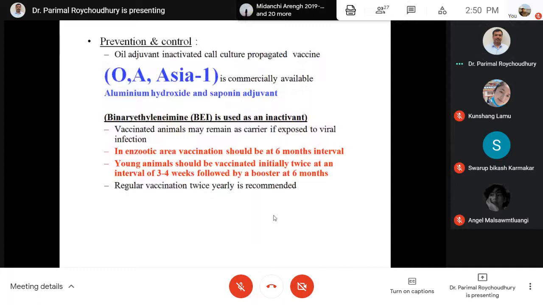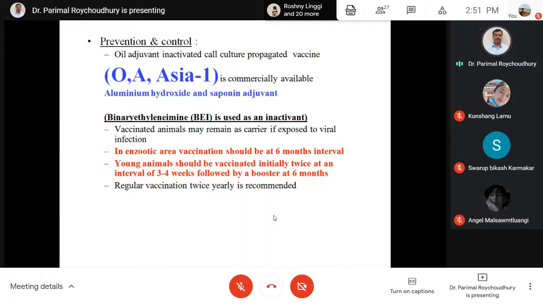Now coming to prevention and control. I have intentionally made these three serotypes bold and bigger. Please note it down; this is the most frequently asked question. For controlling the disease at present, we are using oil adjuvanted inactivated cell culture propagated vaccines. This is a multivalent vaccine, and we call it a trivalent vaccine. Three strains are mixed, with more concentration of O than A than Asia1.